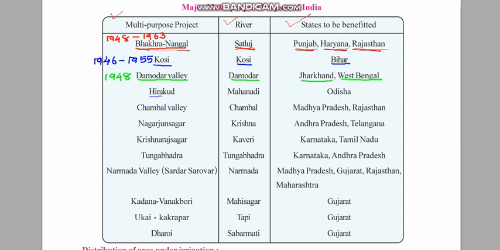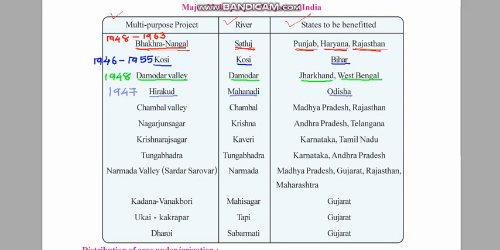Next is Hirakud Project. It is on the river Mahanadi and the benefited state is Odisha. Hirakud Project was started in the year when we got independence, that was 1947.